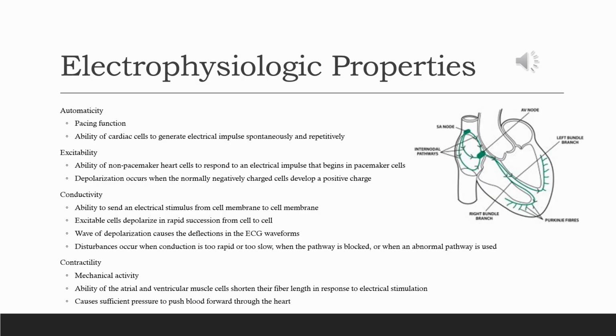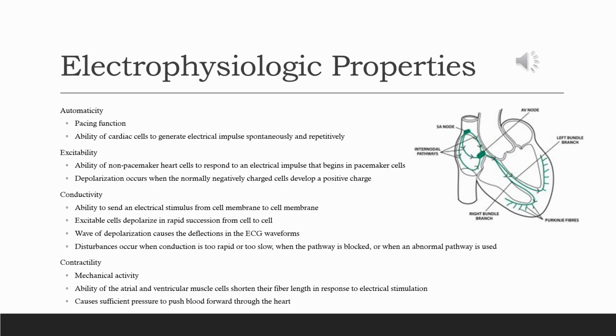This is the ability to transmit an electrical impulse from one cardiac cell to another. The impulse spreads very rapidly through the heart in a wave-like pattern, which produces the P wave and the QRS complex that we see on an ECG. Disturbances in conductivity occur whenever conduction is too fast, too slow, blocked, or follows an abnormal pathway, all of which can cause a dysrhythmia.